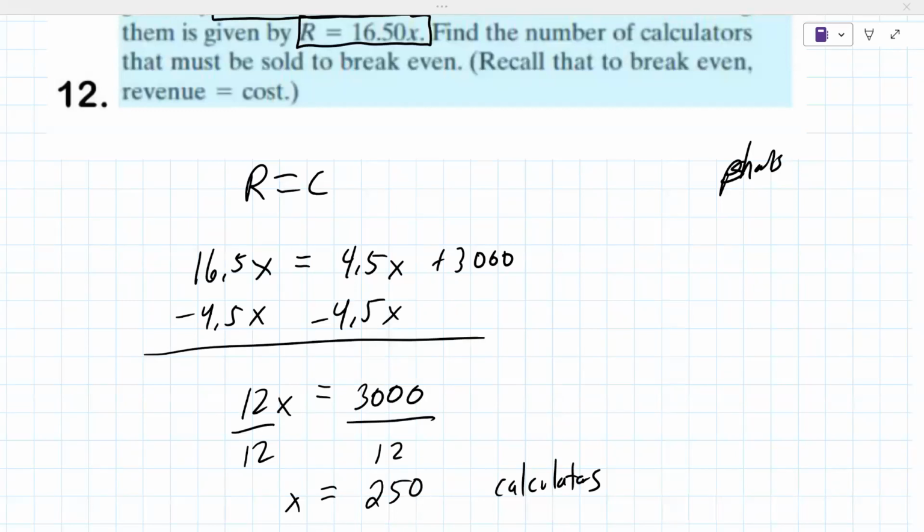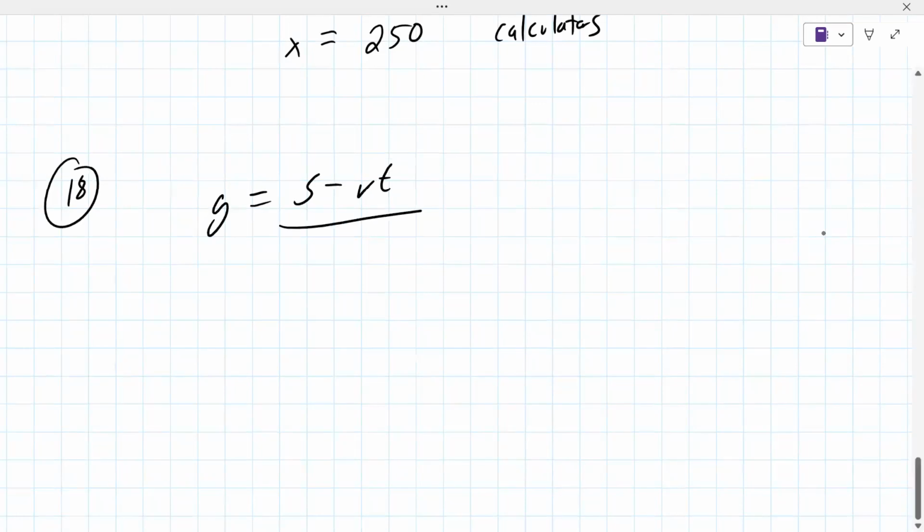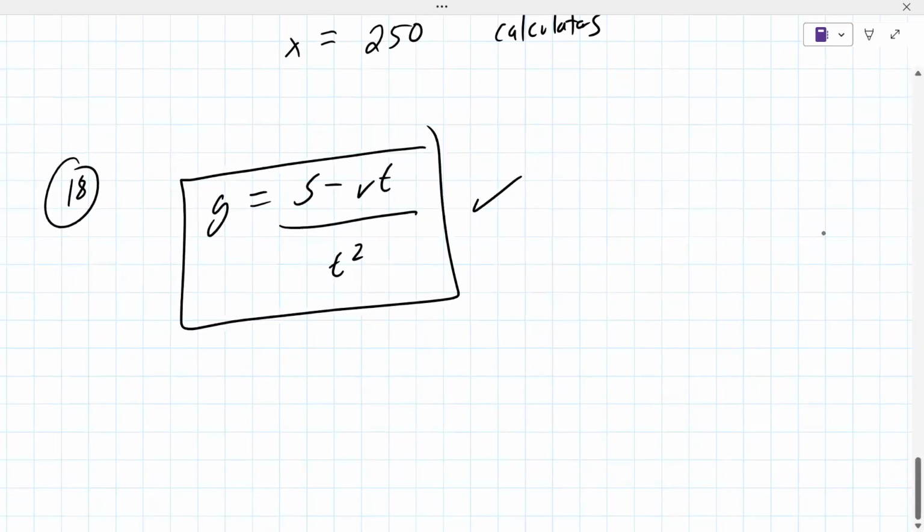I actually tried to do 18 earlier. Can I just check my answer real quick? Just see if it's right or not? Sure. What'd you get for number 18? I got G is equal to S minus BT divided by T squared. That is correct. Oh, yay. Good, good, good.